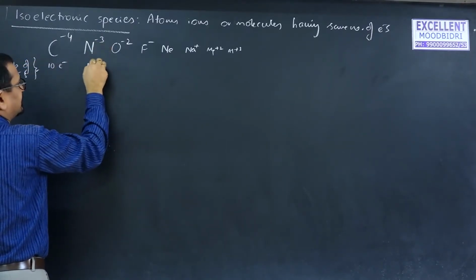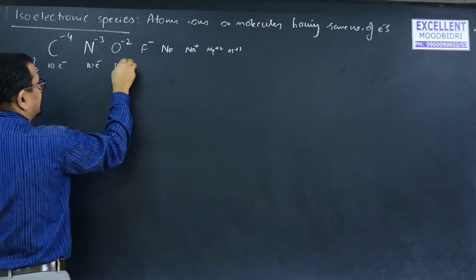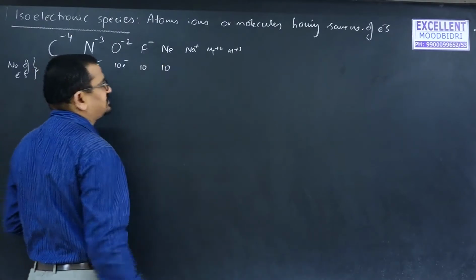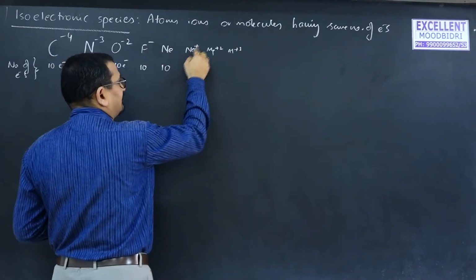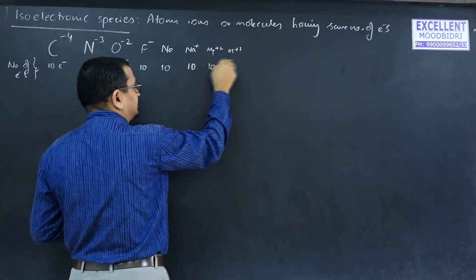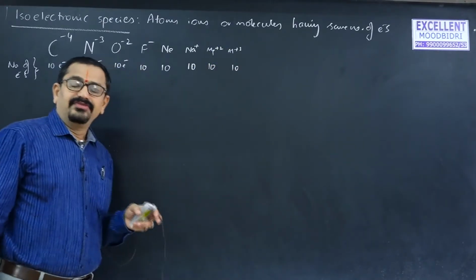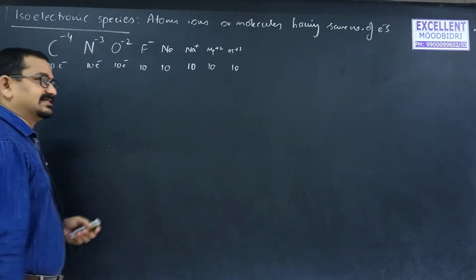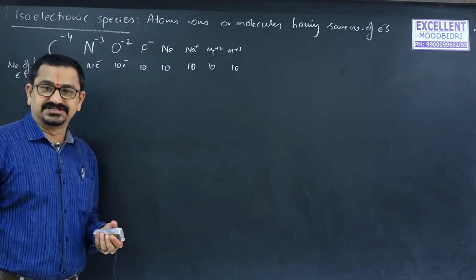7 plus 3, 10 electrons. 8 plus 2, 10 electrons. 9 plus 1, 10 electrons. It is basically with atomic number 10. Out of 11, 1 electron is lost, 10 electrons. Out of 12, 2 were lost, 10 and 10. They may ask a question about this, like which is smaller in size, which is larger in size, etc.